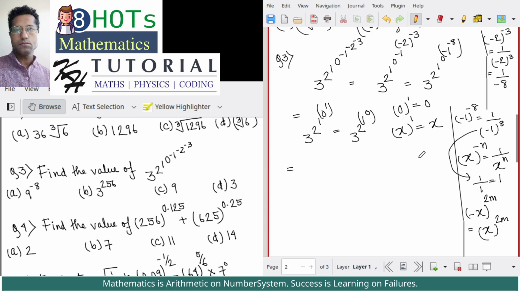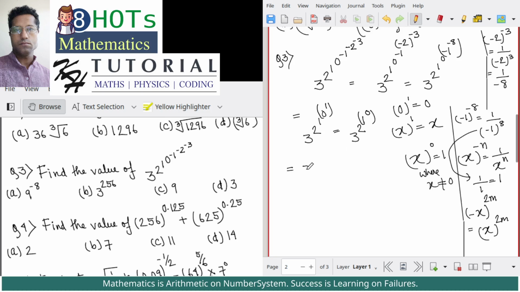It is 1. Any non-zero number x when raised to the power 0 is always equal to 1, where we must have x not equal to 0. Any non-zero number when raised to the power 0 is always 1. So 1 to the power 0 becomes 1.